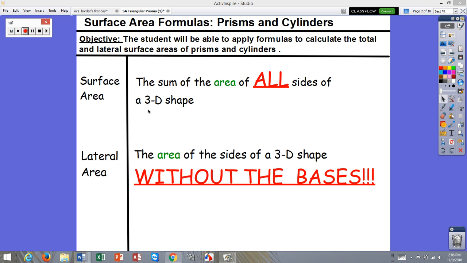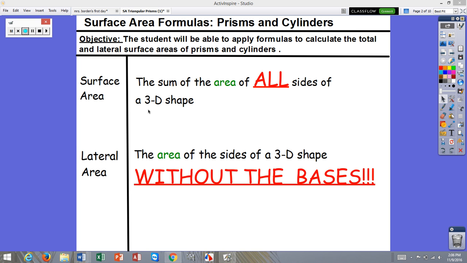Alright students, today we're going to talk about how we can use formulas to calculate the surface area of our prisms and cylinders. By the end of this lesson, we want to be able to apply formulas to calculate the total and lateral surface area of the prisms and cylinders we're going to see in our examples.